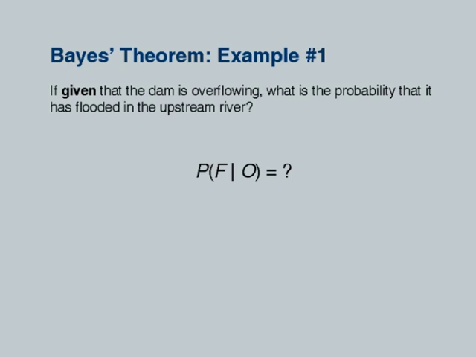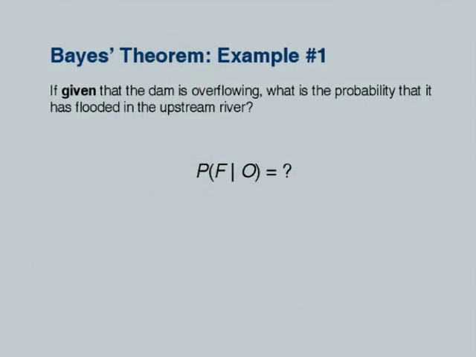Now, we are looking at a different probability, which is given that the dam is overflowing. This might be an observation that you make. You see that, okay, here is a dam, it is overflowing, and now we want to know what is the condition in the upstream river. What is the chance that the upstream river has flooded, given that it is overflowing downstream at the dam? Or we could find in the same way, what is the chance that it has a normal flood level in the upstream river, given that it has overflown in the dam downstream.